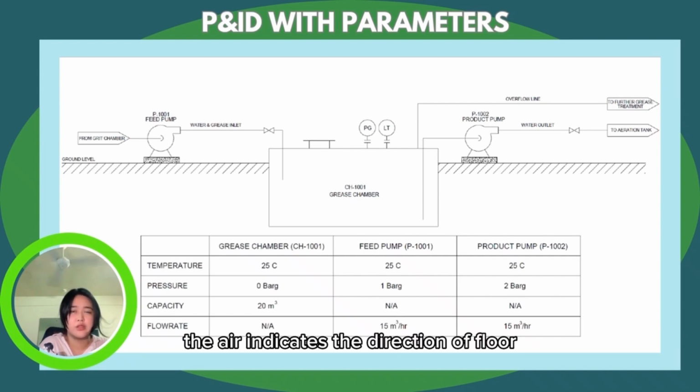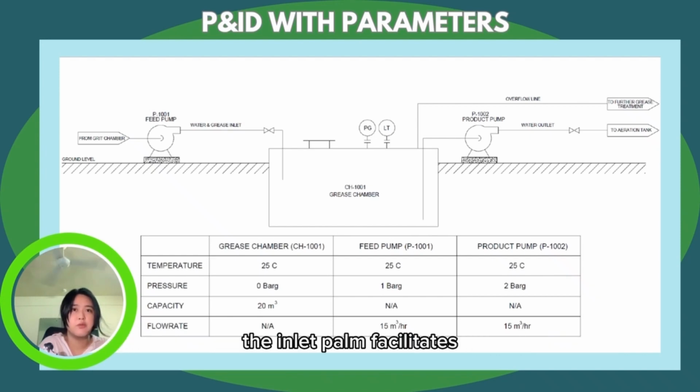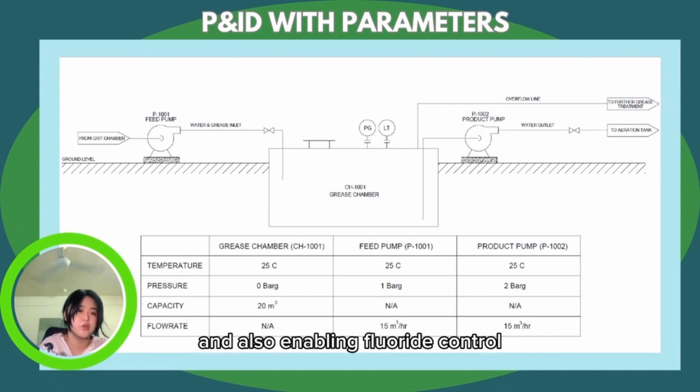The arrow indicates the direction of flow, showing how wastewater moves through the grease chamber. The inlet pump facilitates the intake of wastewater into the plant, maintaining a consistent flow and preventing backflow. On the other hand, the outlet pump and also the valve are responsible for moving the treated effluent to the discharge point, accounting for elevation difference and also enabling flow rate control.